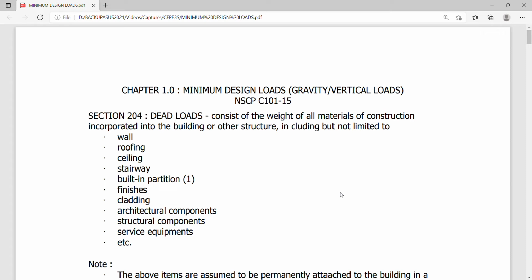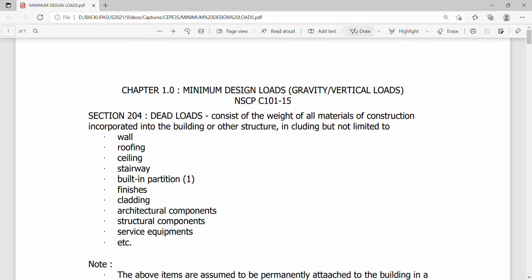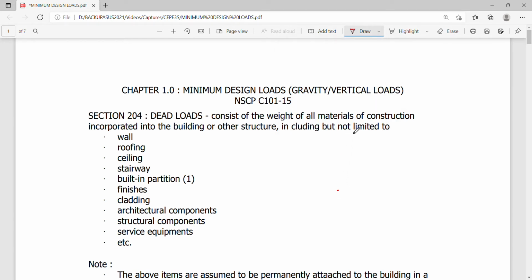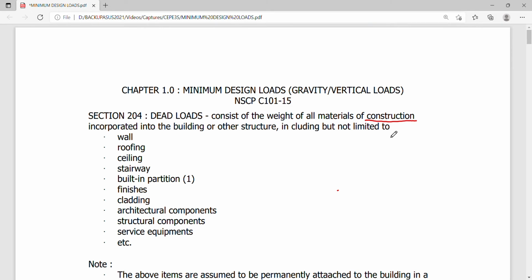So for the dead loads, we may refer to section 204, and this is defined as those loads which consist of the weight of all materials of construction. Okay, so these are the materials used basically for construction purpose, and they are incorporated into the building or any other structure, like bridges, etc., including but not limited to this list.